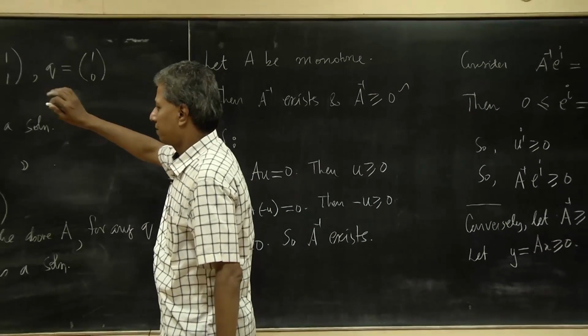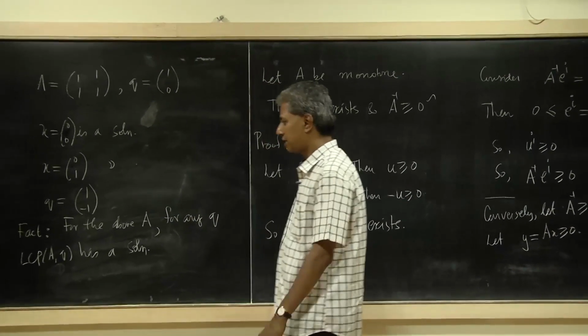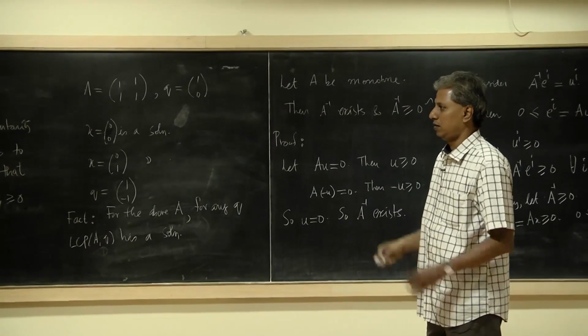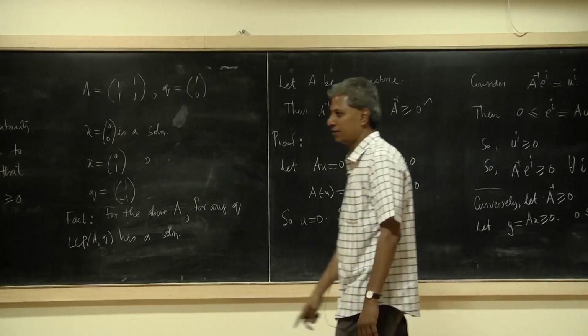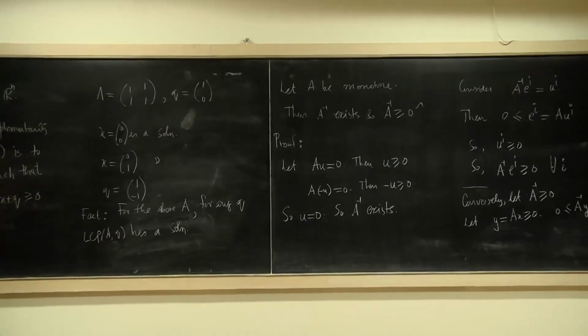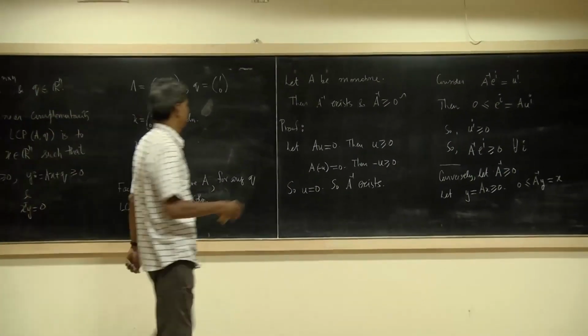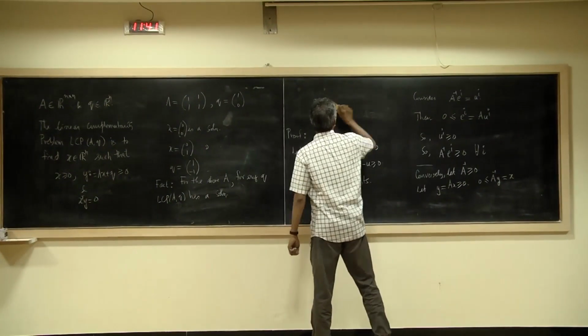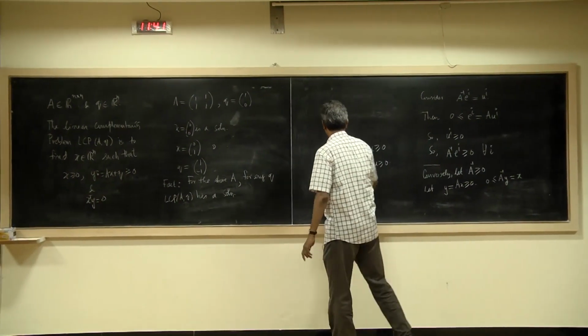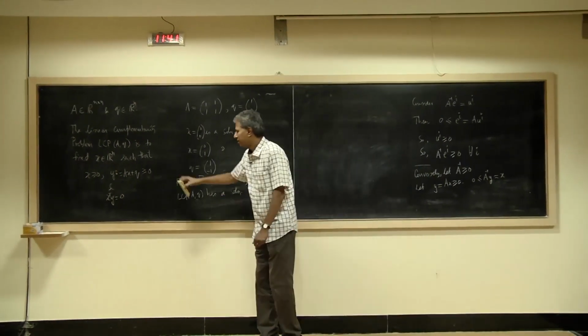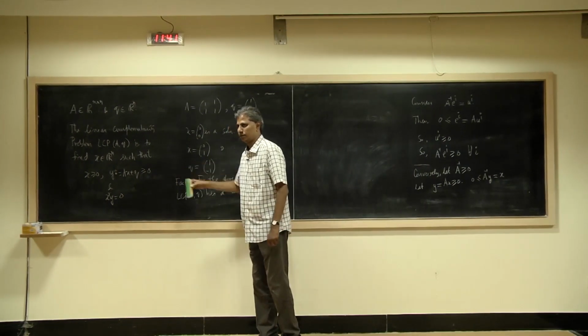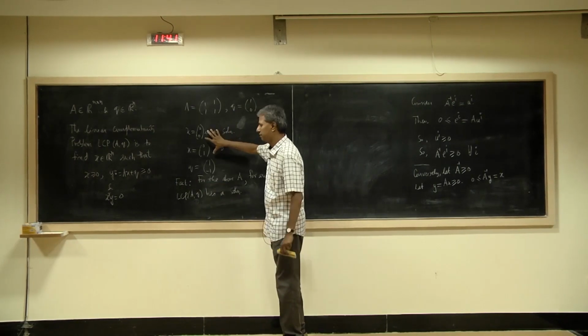Now, there are matrix classes classified according to what one expects from the linear complementarity problem. So I'll give you two classes. By the way, I'm not asking for a unique solution. In this particular case, there are at least two solutions, right?